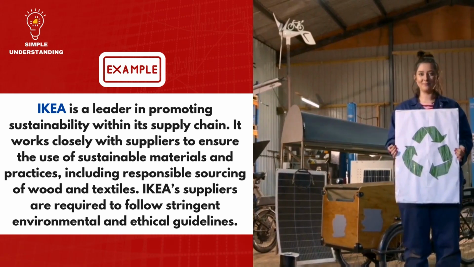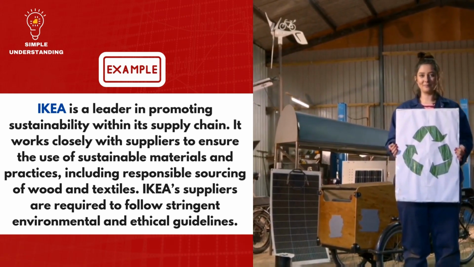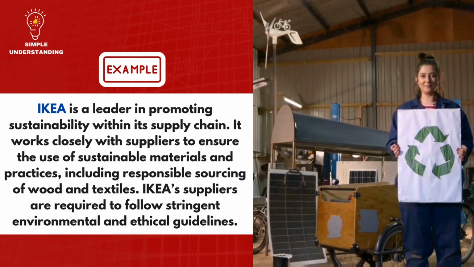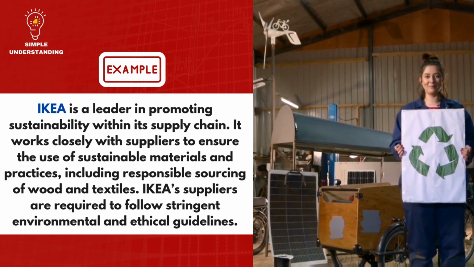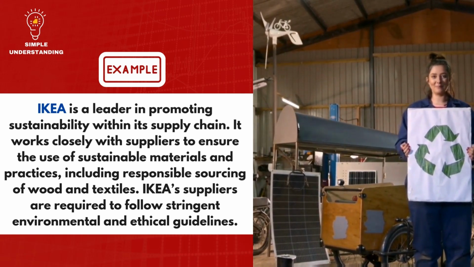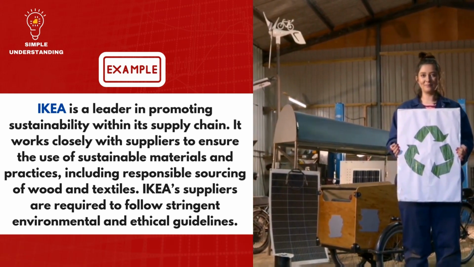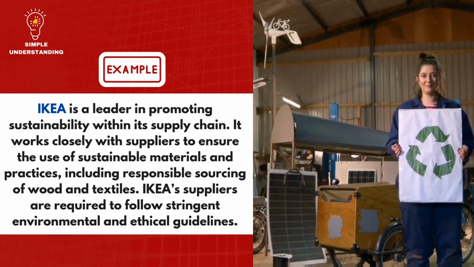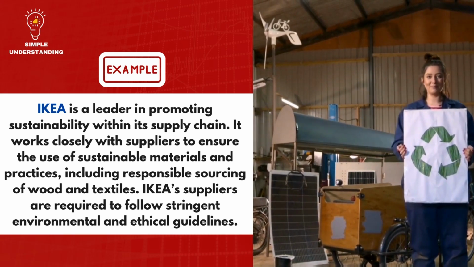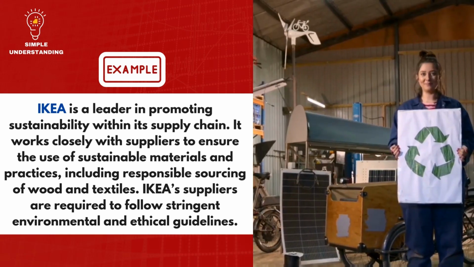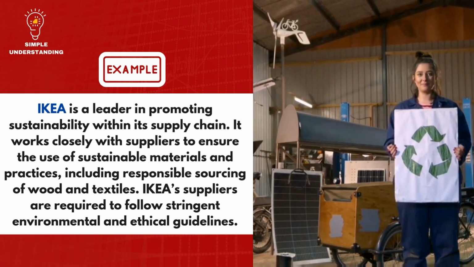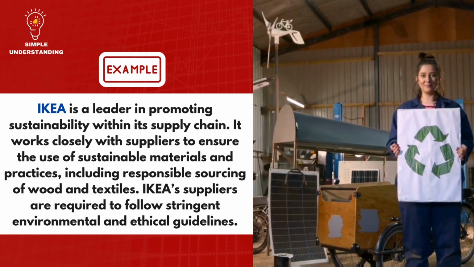Real company example. IKEA is a leader in promoting sustainability within its supply chain. It works closely with suppliers to ensure the use of sustainable materials and practices, including responsible sourcing of wood and textiles. IKEA suppliers are required to follow stringent environmental and ethical guidelines.